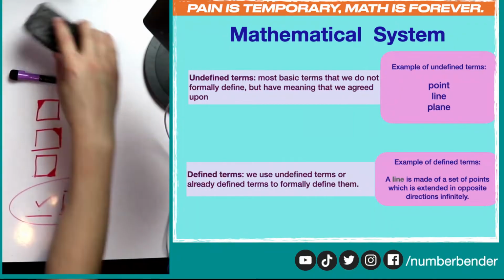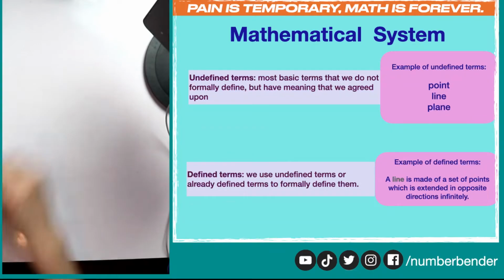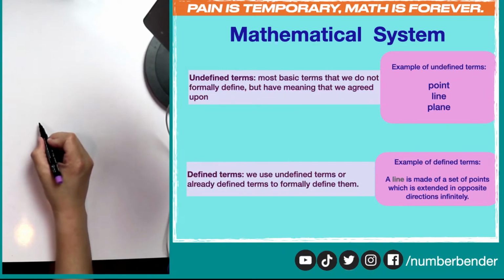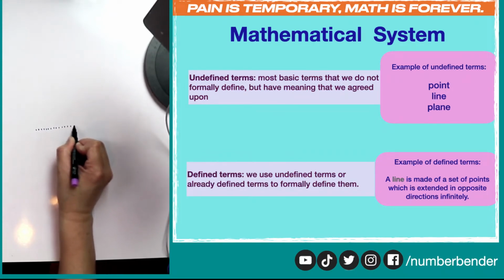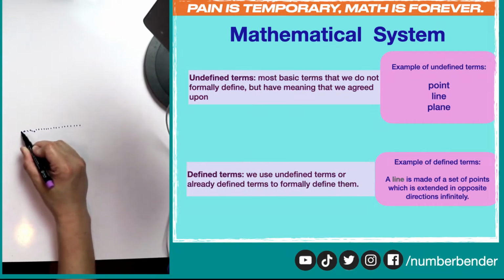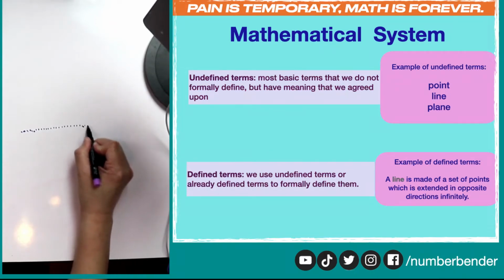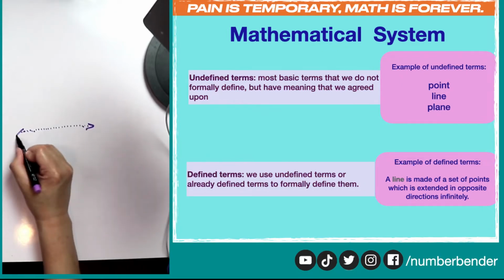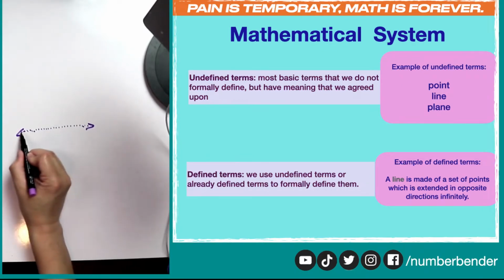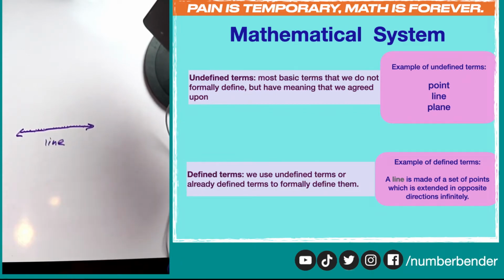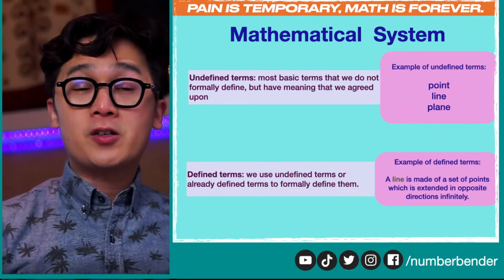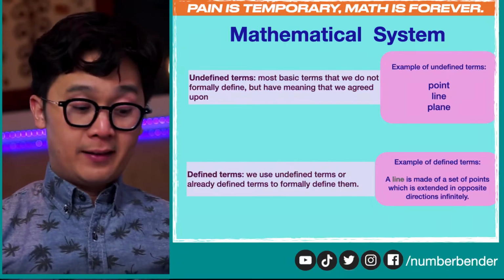To give you a better visual of what it means, if we follow the definition, a line is made out of a set of points that is extended in opposite directions infinitely. So it could go in this direction or this direction. Since it's infinite, we can draw an arrow to the left and to the right, and we can even connect all these dots. And now we're seeing a line. That is basically how we define a line in geometry based on our observation of lines.